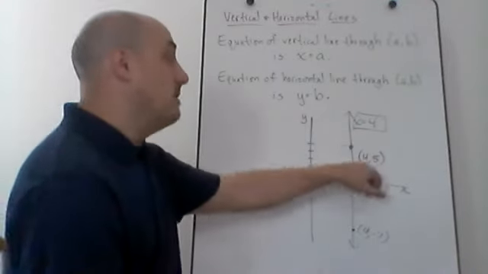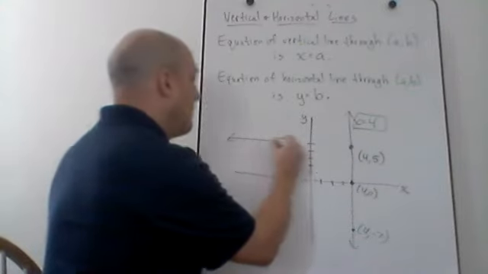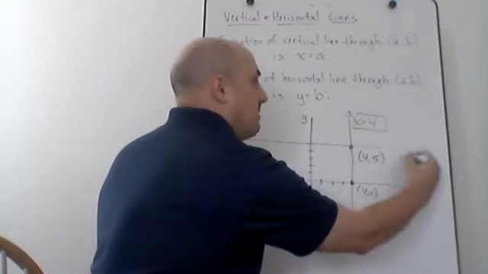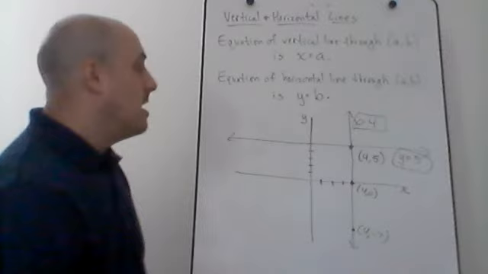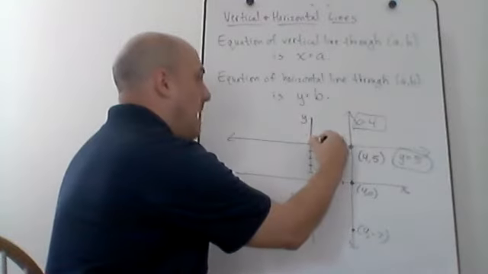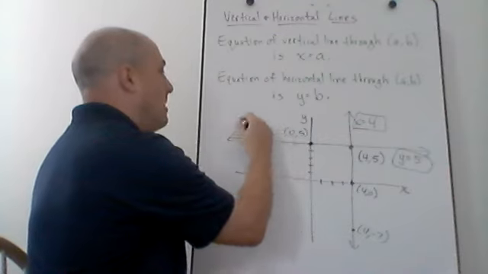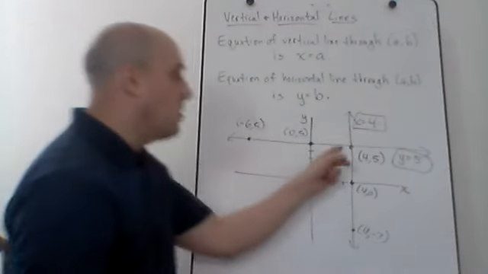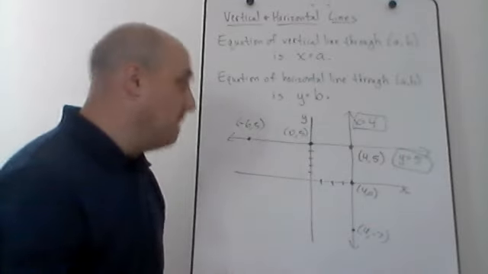If I want the equation of the horizontal line that goes through the point (4, 5), well, the equation of that horizontal line is going to be y equals 5, because every point on that line has a y-coordinate of 5. Here's the point (0, 5). This point over here is like (-6, 5). No matter what the x-coordinate is, every single point on that horizontal line has a y-coordinate of 5.